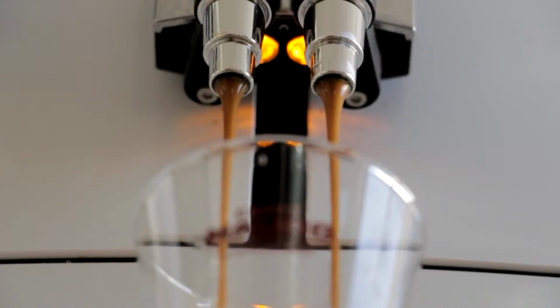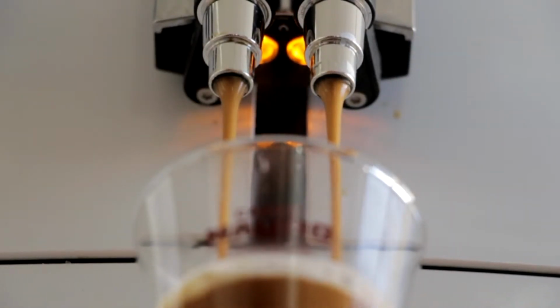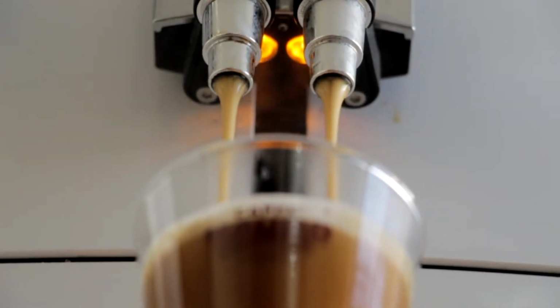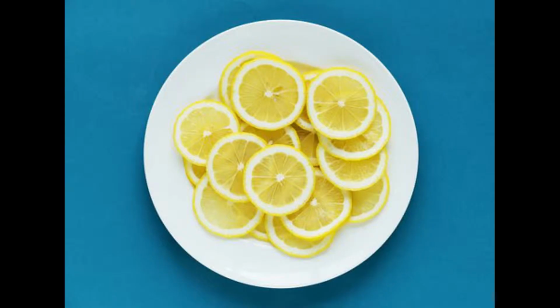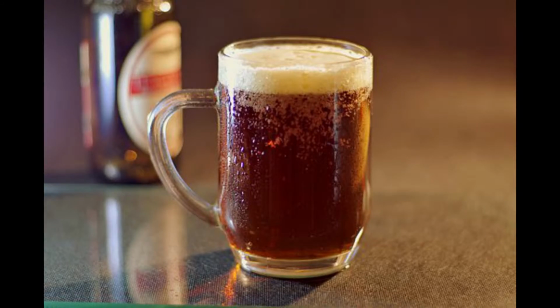This creates a hybrid of amino acids and sugar. This is best represented by acrylamides in coffee beans. These are responsible for some of the flavor that is characteristic of roasted coffee. The use of an acid does something a little different in the Maillard reaction. You can see that in the example of Candi sugar. This is also known as Belgian sugar and Candi syrup, which is used extensively in brewing continental ales.